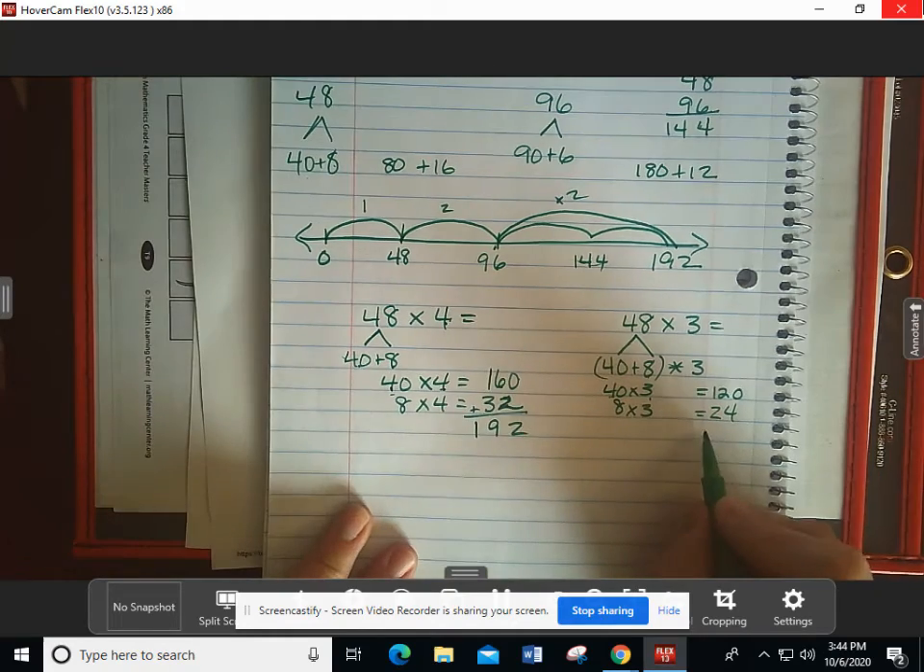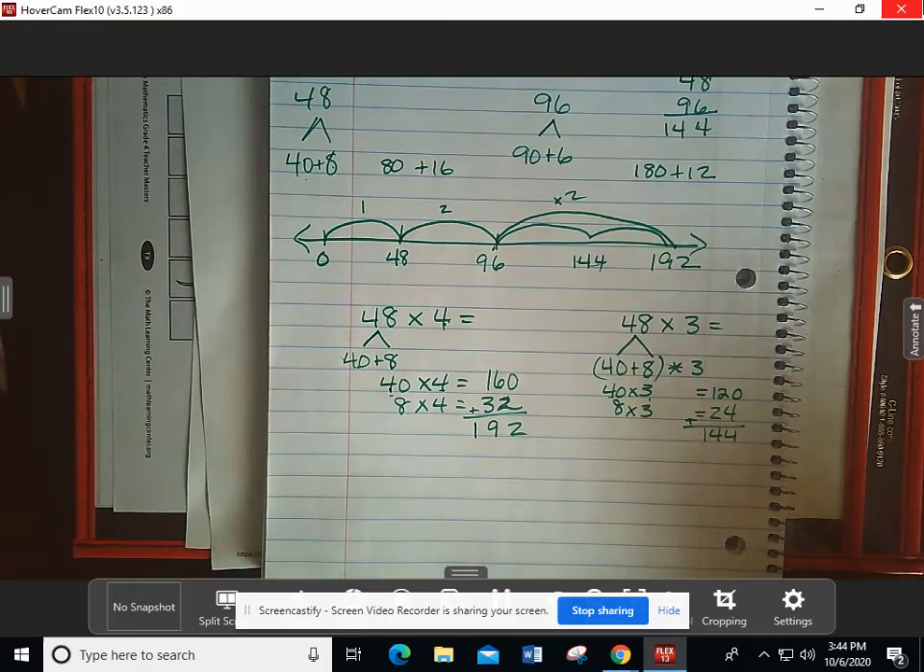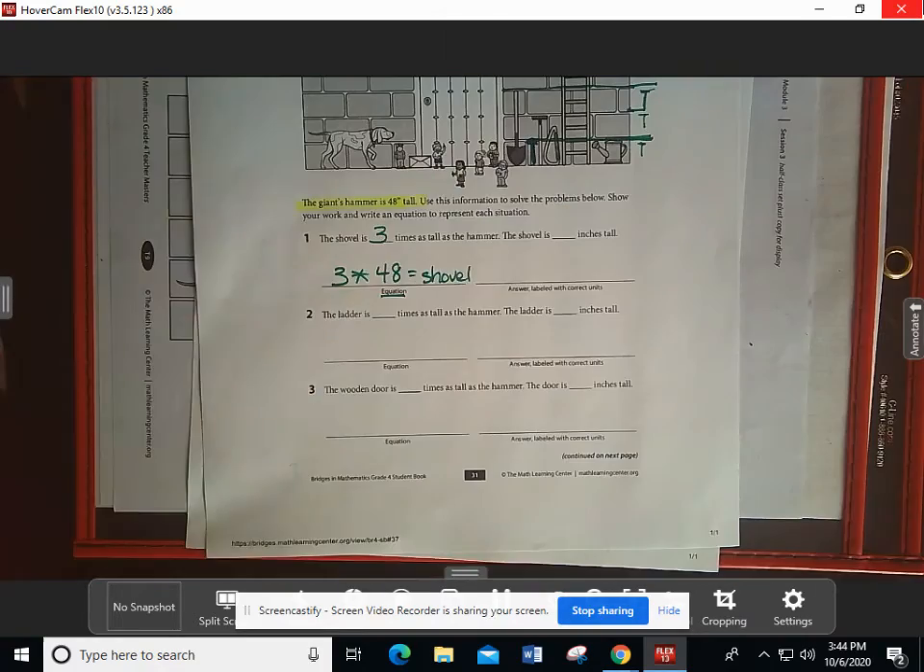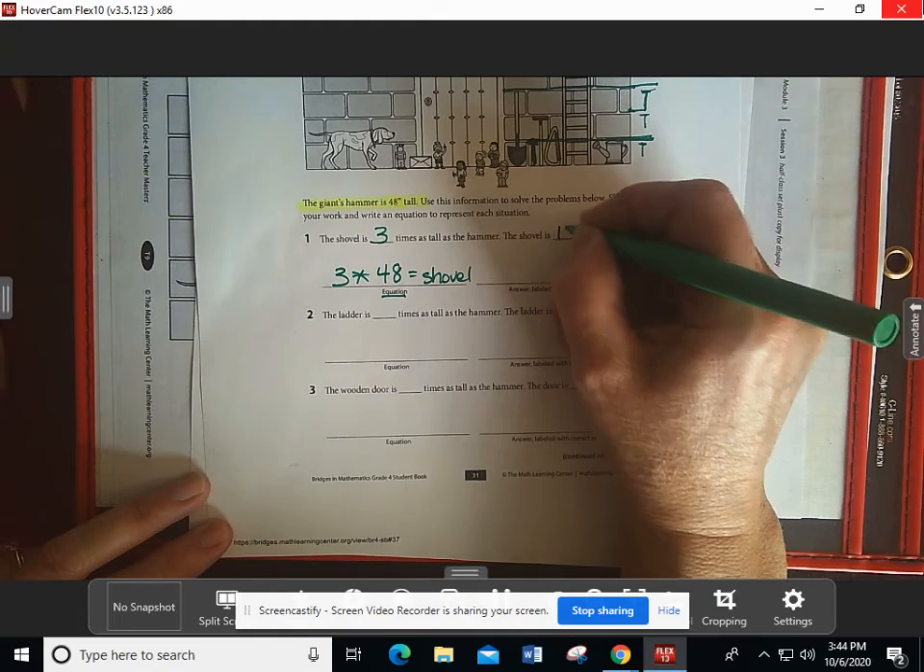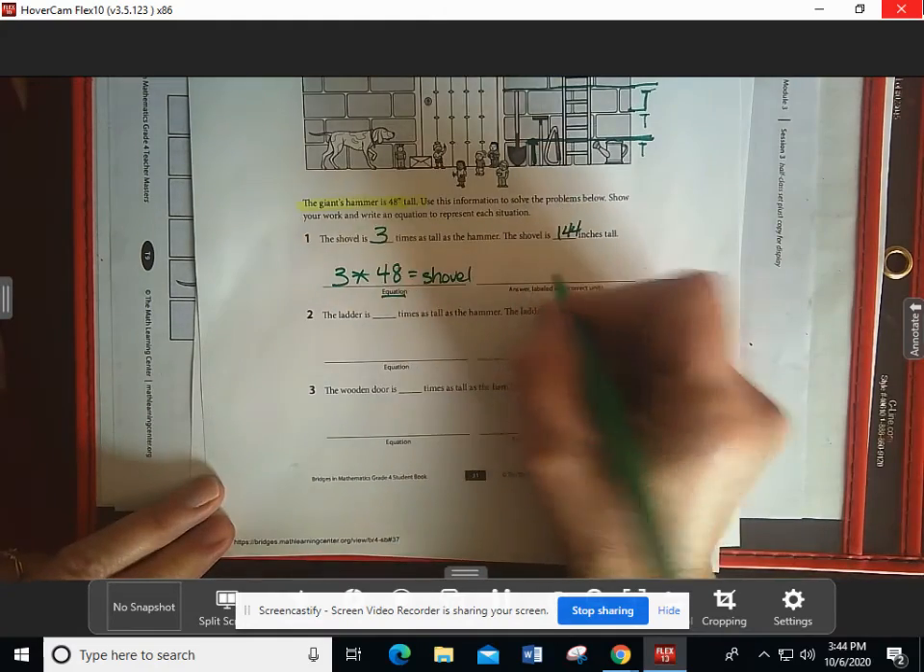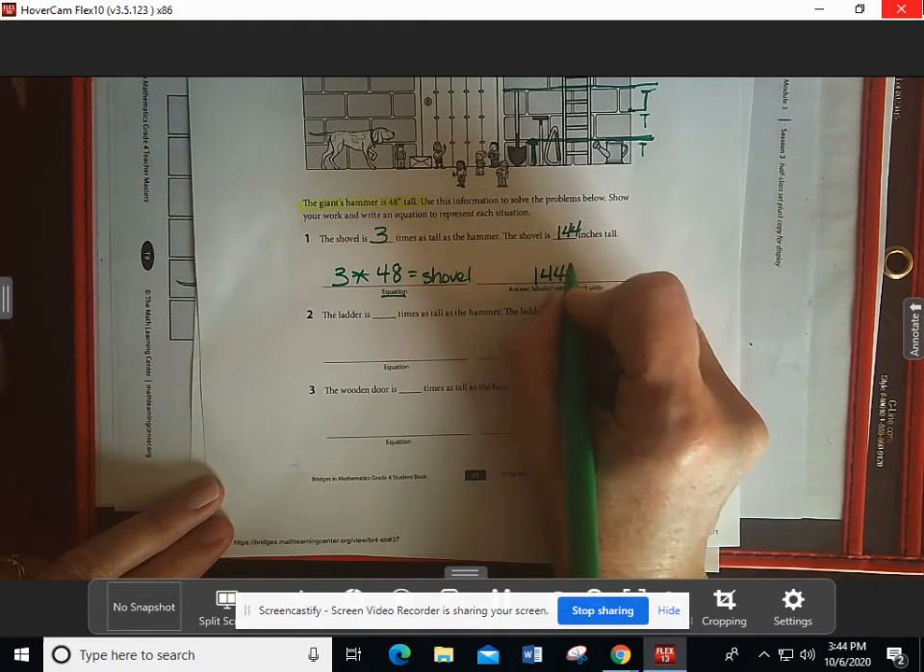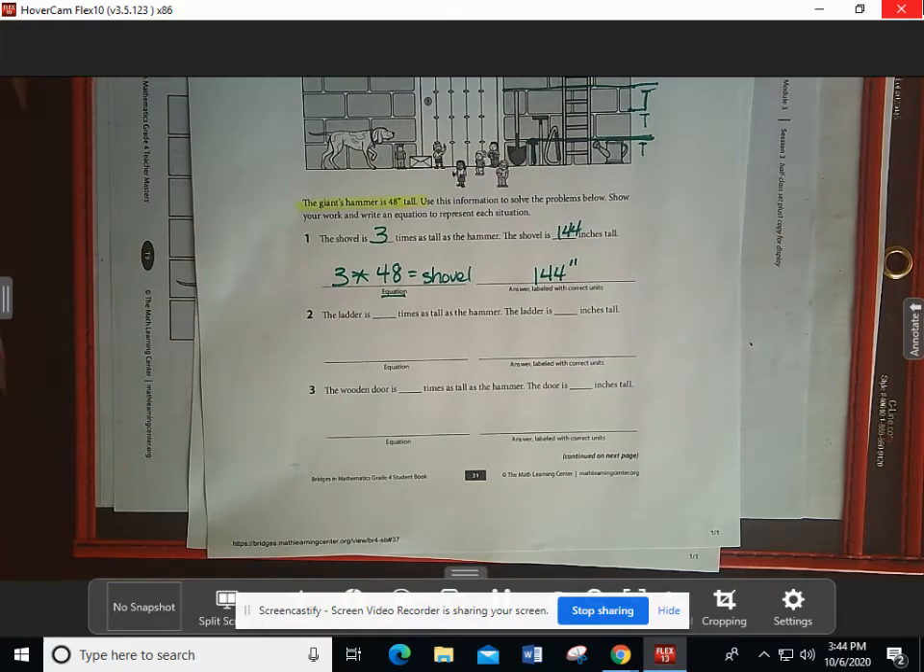Now we can add these together. We already know it's 144 because we've added it a few times. So we can finish filling this in. It's 144. 144, and I've been using the inches sign.